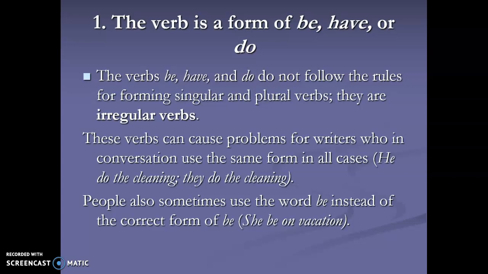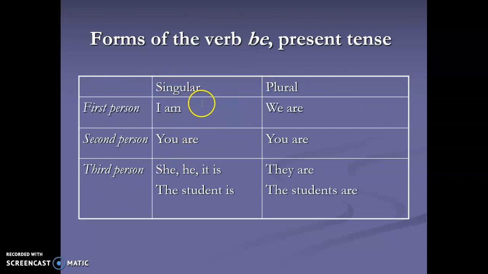Now, be, have, and do are irregular verbs. They aren't standard verbs. They aren't run, jump, kick, eat, dance. Okay? These verbs can cause problems for writers because whenever we speak, we sometimes use the same form every time we speak. Or if we're very lazy in our speech, we use the word be. Okay, it's not correct. So we have to know what the verb forms of be are.